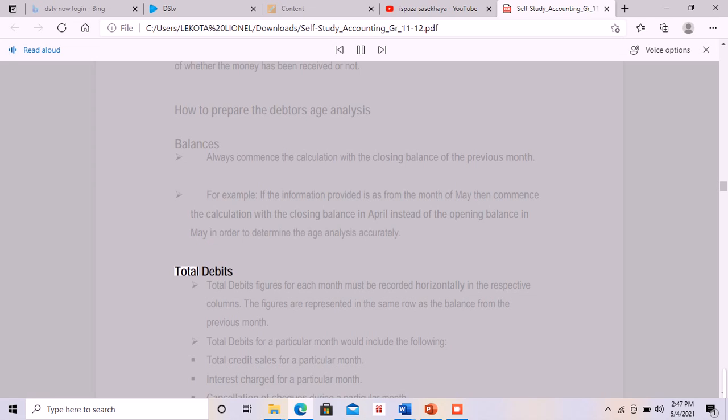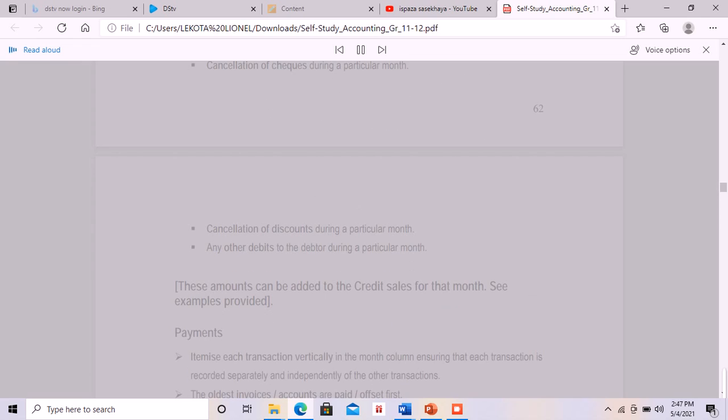Total debits: total debits figures for each month must be recorded horizontally in the respective columns. The figures are represented in the same row as the balance from the previous month. Total debits for a particular month would include the following: total credit sales for a particular month, interest charged for a particular month, cancellation of checks during a particular month.